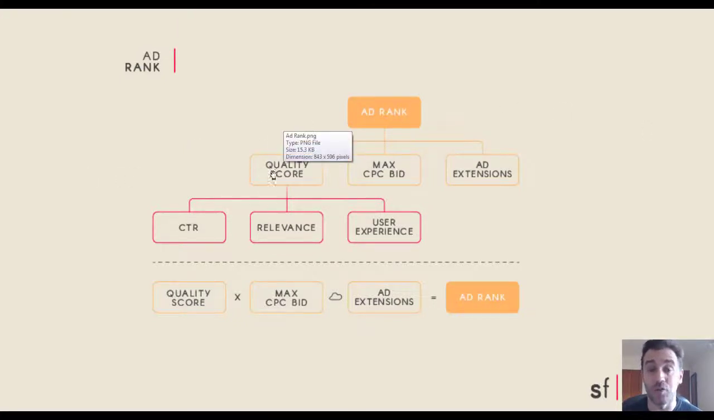And there are these sub-strands of quality score. You have your click-through rate, your relevance, and the user experience or landing page experience. So let's start with the first one. For Google to give you a quality score figure, they look at your click-through rate for that particular keyword. They will look at the click-through rate based on what that is looking like for keywords that are in a similar vertical to you historically.